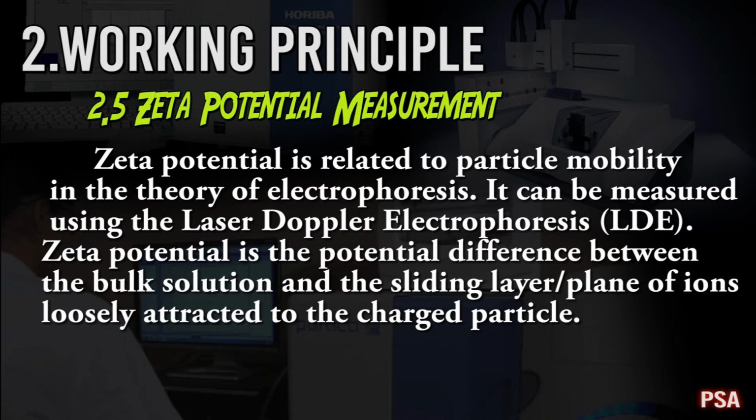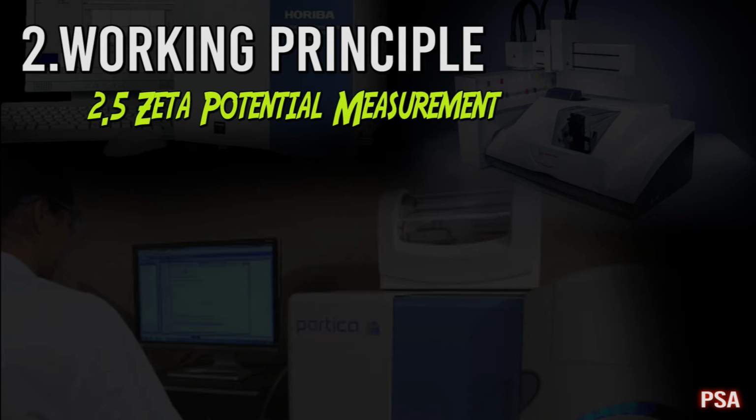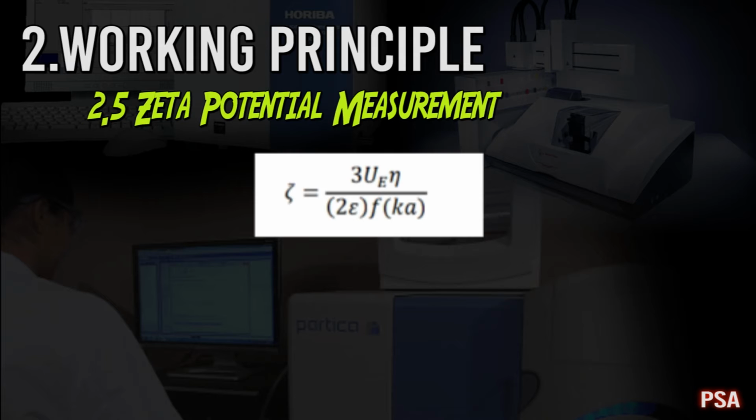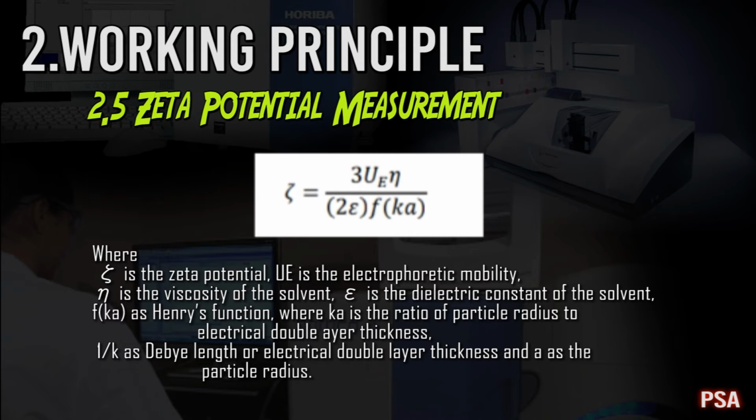to the charged particle. The zeta potential can be measured using the equation lowercase zeta is equal to 3 times u sub e times lowercase eta all over 2 epsilon f(Ka), where lowercase zeta is the zeta potential, u sub e is the electrophoretic mobility, lowercase eta is the viscosity of the solvent, epsilon is the dielectric constant of the solvent, f(Ka) is Henry's function, where Ka is the ratio of particle radius to electrical double layer thickness, 1 over K is the Debye length or electrical double layer thickness, and a is the particle radius.